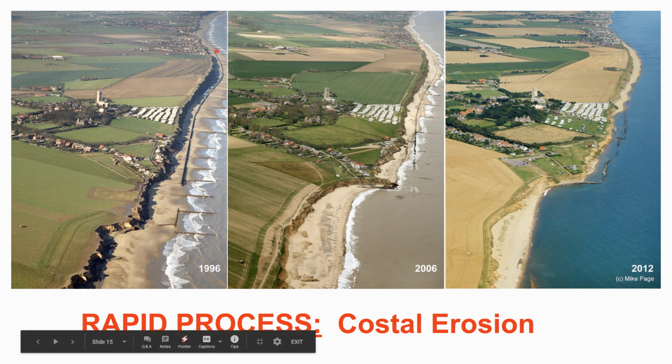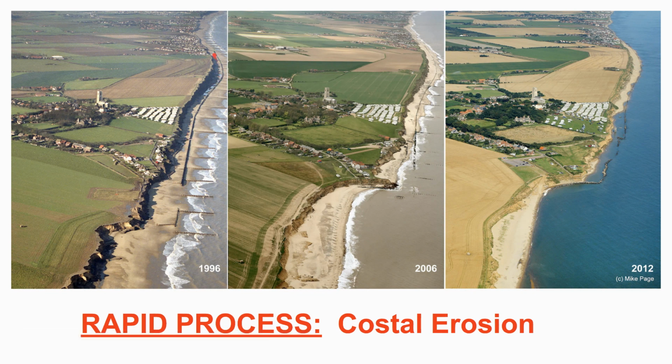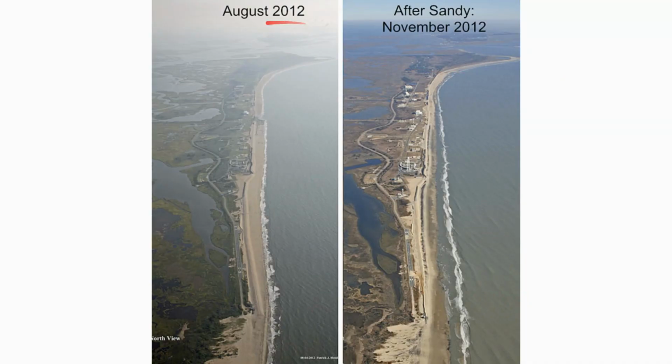Notice this wall right here that kind of goes down here. I don't know if that's a wall that was built to try to stop this erosion, but there it is. And now it's submerged underwater. So you can imagine, I kind of wonder what this area looks like now in 2020. Here's another one, August 2012, and then this is November 2012 after a hurricane.